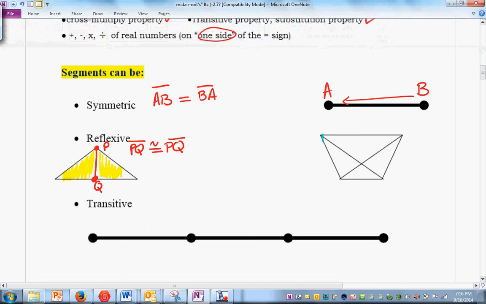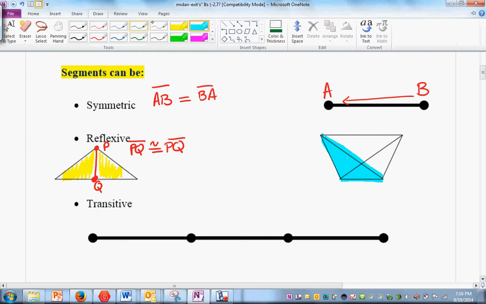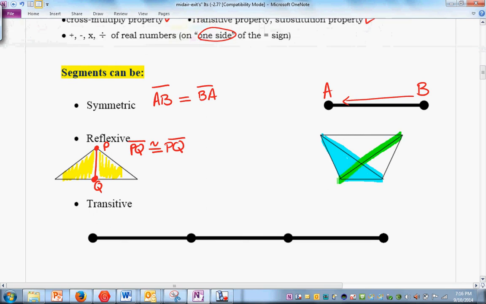Let me give you an example here. Here is the blue triangle. Trace with me if you can. And here is a green triangle. Notice they overlap. Let's say those two triangles overlap at the segment HI. We would say it's congruent to itself. So in this case, we would say HI is congruent to HI. Again, reflexive.